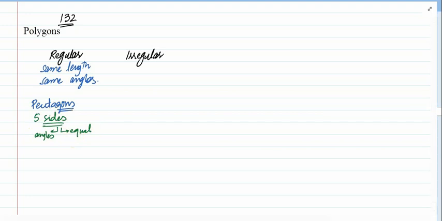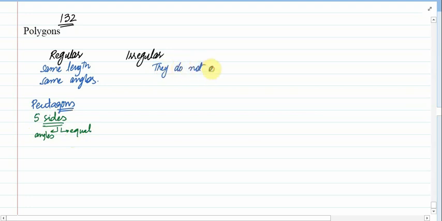Alright. While we talk about irregular polygons, they do not have all equal lengths or angles. Like some angles are the same, some angles are not the same.